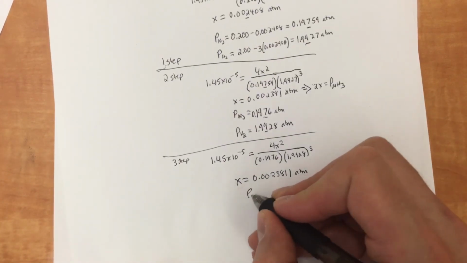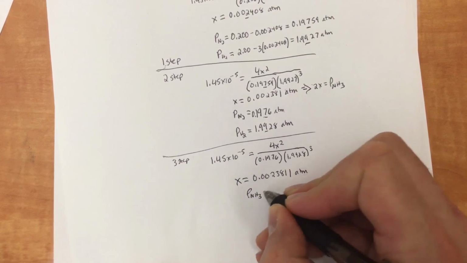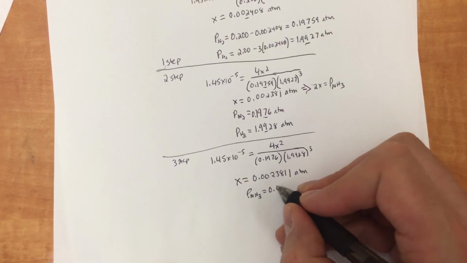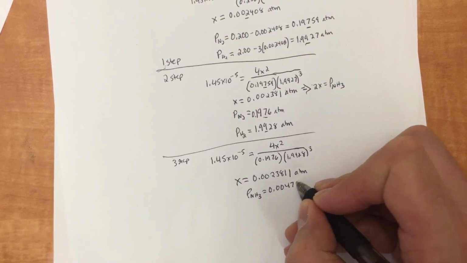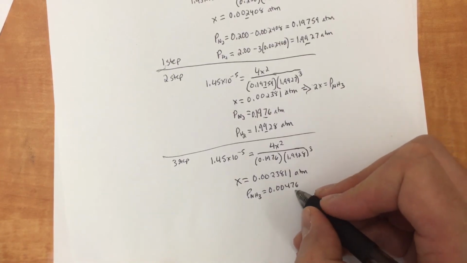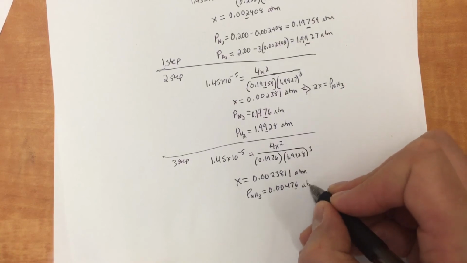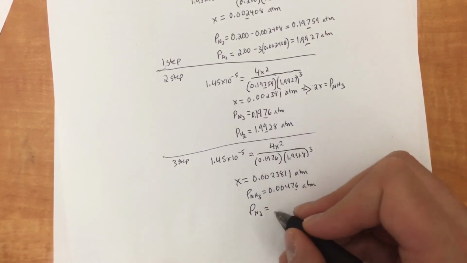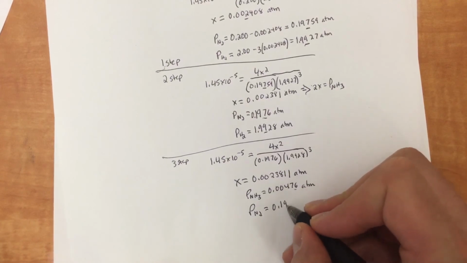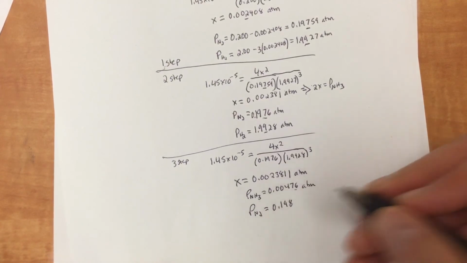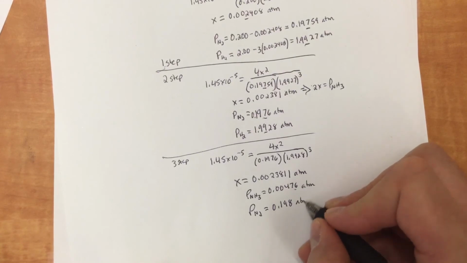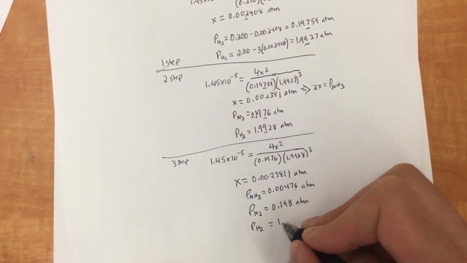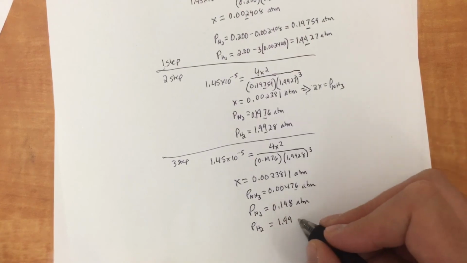So for our final concentrations, the pressure of ammonia is 0.00476 atmospheres. The pressure of N2 remains the same, again, 0.19, rounding up, it's 0.198 atmospheres. And the pressure of H2 is the same as above, it's 1.99 atm.